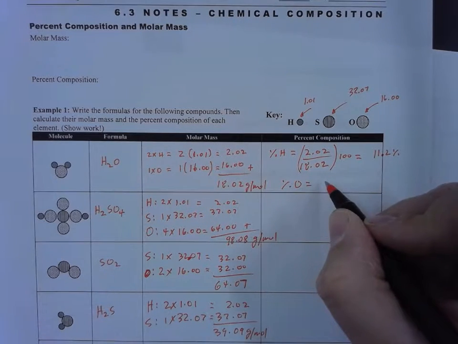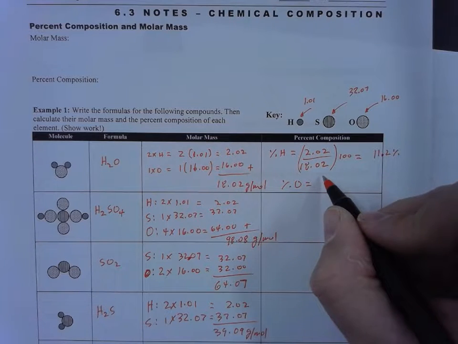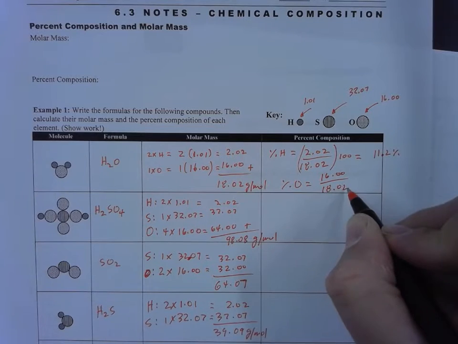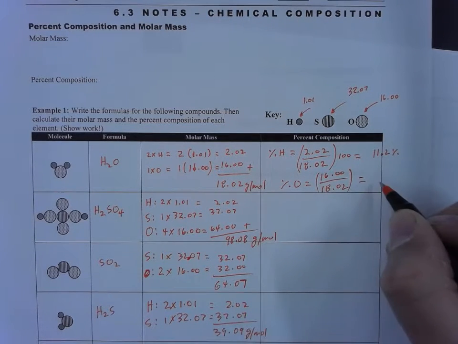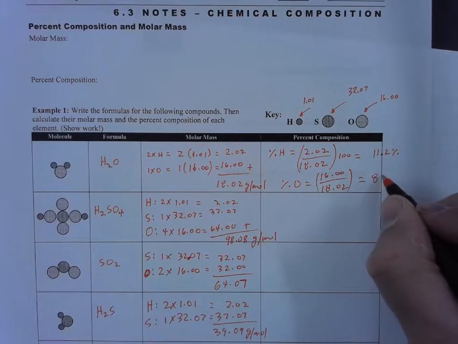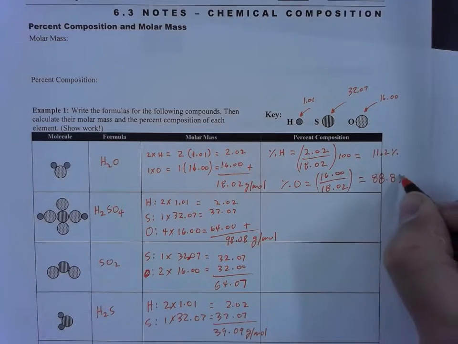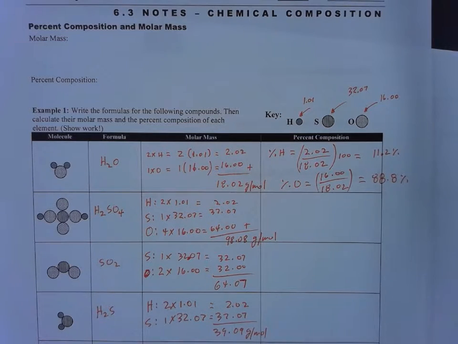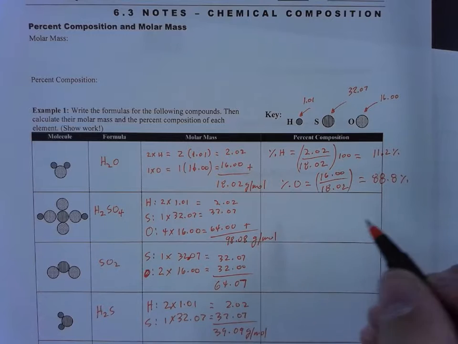What about the percent oxygen? Percent oxygen is going to equal 16 divided by 18.02. It's that simple. That's going to give you 88.8%. That means water is 88.8% oxygen and about 11.2% hydrogen.